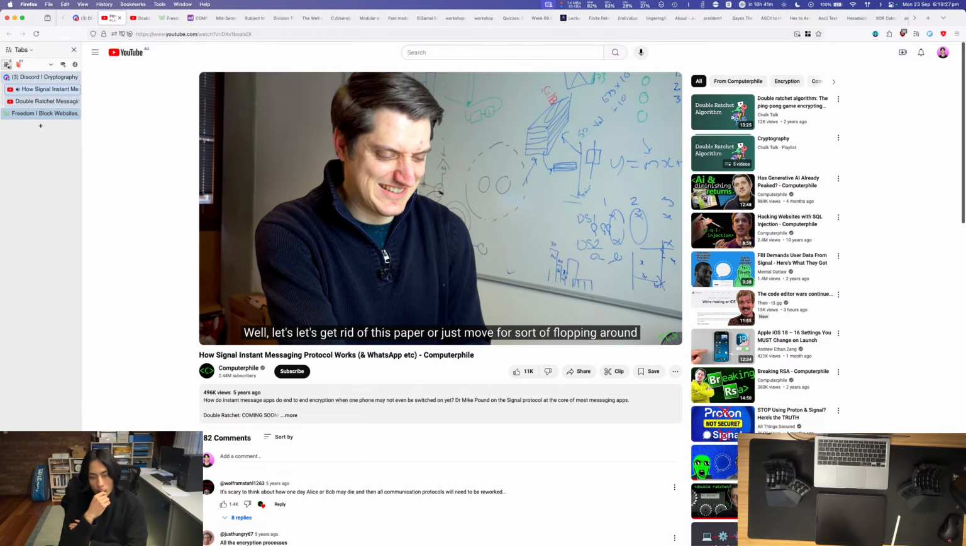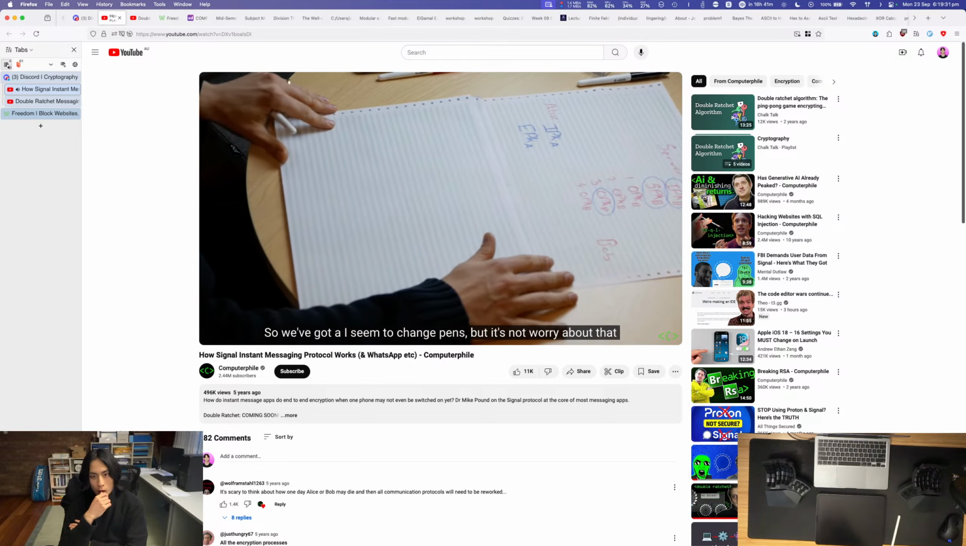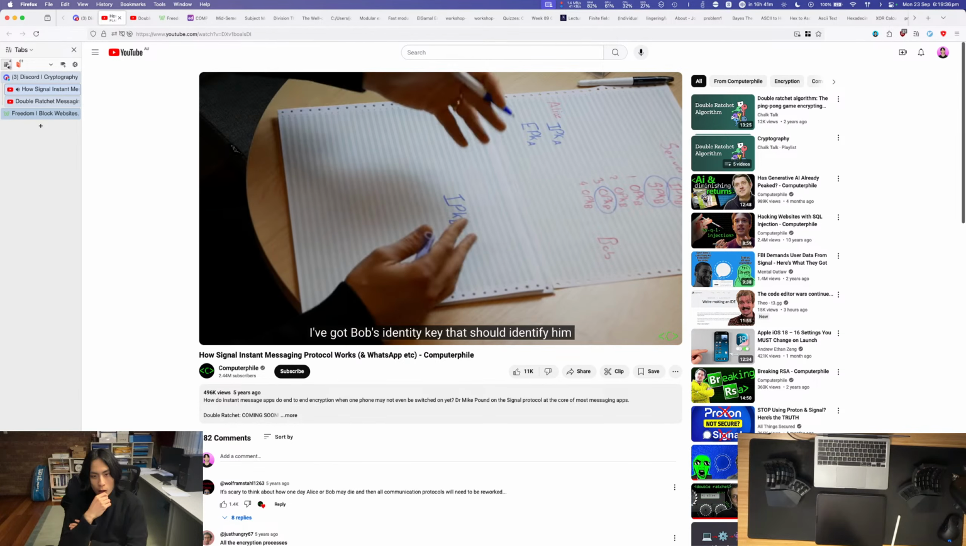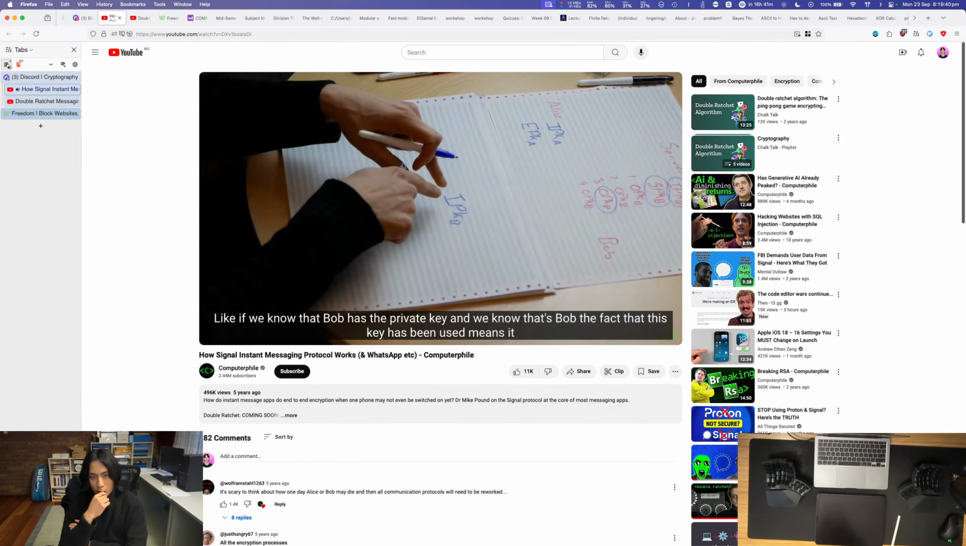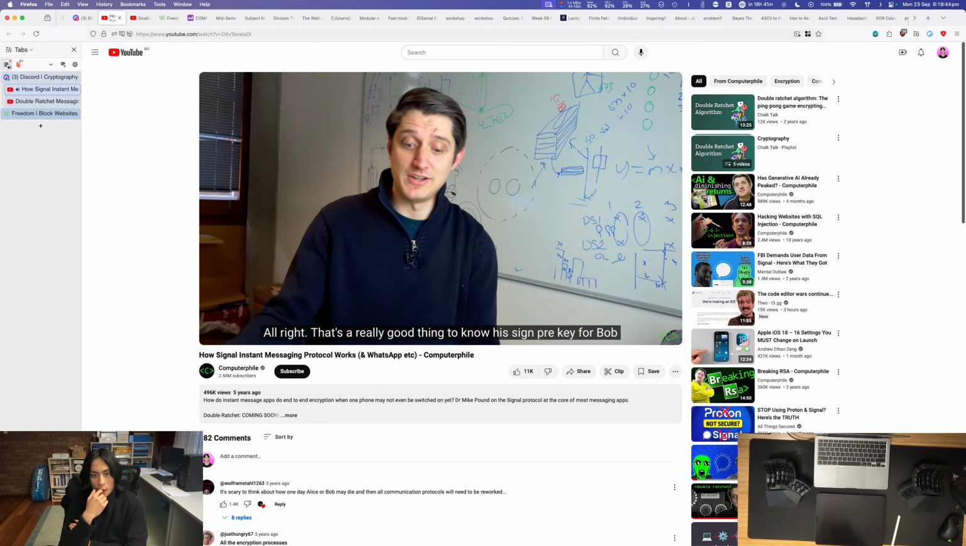Well, let's get rid of this paper, or I'll swap it around, shall I? We've got, I seem to have changed pens, but let's not worry about that. We've got Bob's identity key. That should identify him. Right? If we know that Bob has the private key, and we know that's Bob, the fact that this key has been used means it must be Bob on the other end of the line. Right? That's a really good thing to know.